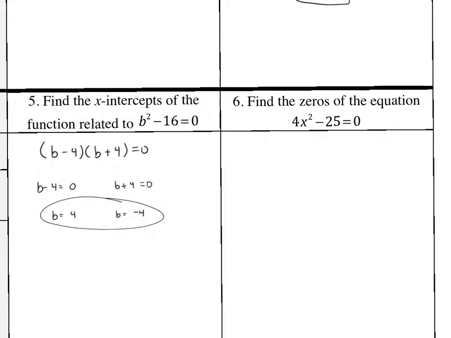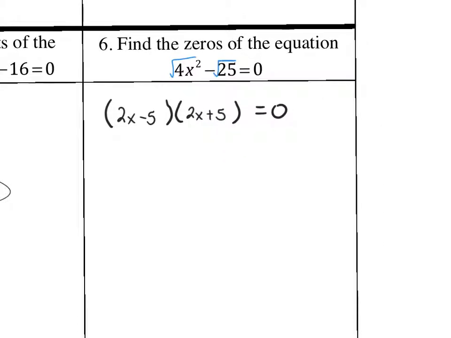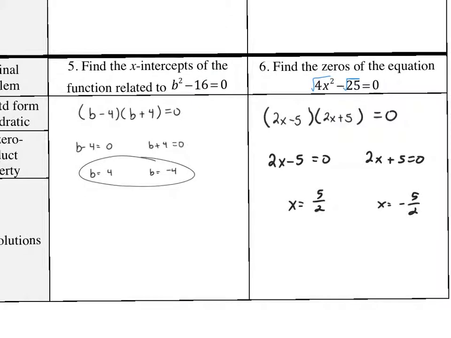So on number 6, please tell your neighbor, how does this factor using the difference of two squares rule? So the conjugates here are 2x minus 5 times 2x plus 5. As a reminder, this guy here square roots, this guy here square roots, and you do conjugates. Now the zero product property will split it up, of course, to be 2x minus 5, 2x plus 5, and both equal 0.